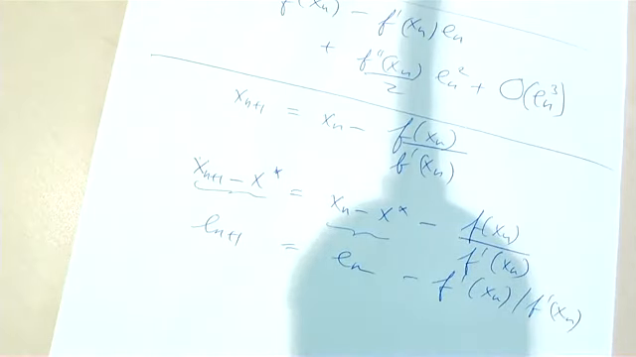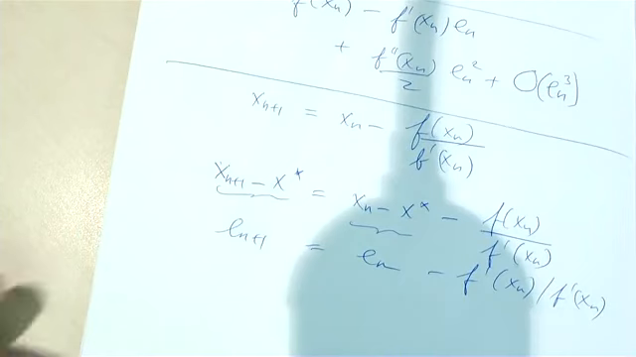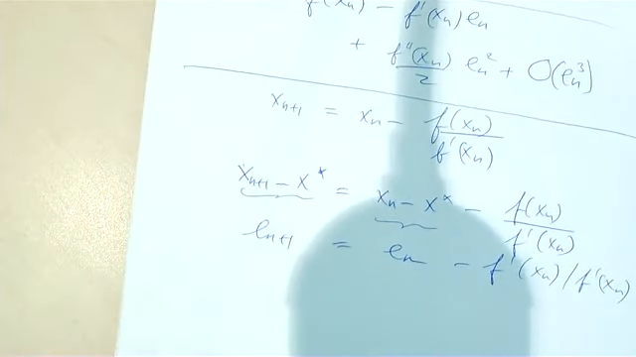Yeah, so that is how you get this equation. E_{n+1} is E_n minus f(x_n) over f prime. Okay? So far so good. And now I just cross multiply it. This one is still f prime. Cross multiply and then you combine two terms. So that is how you get this equation.